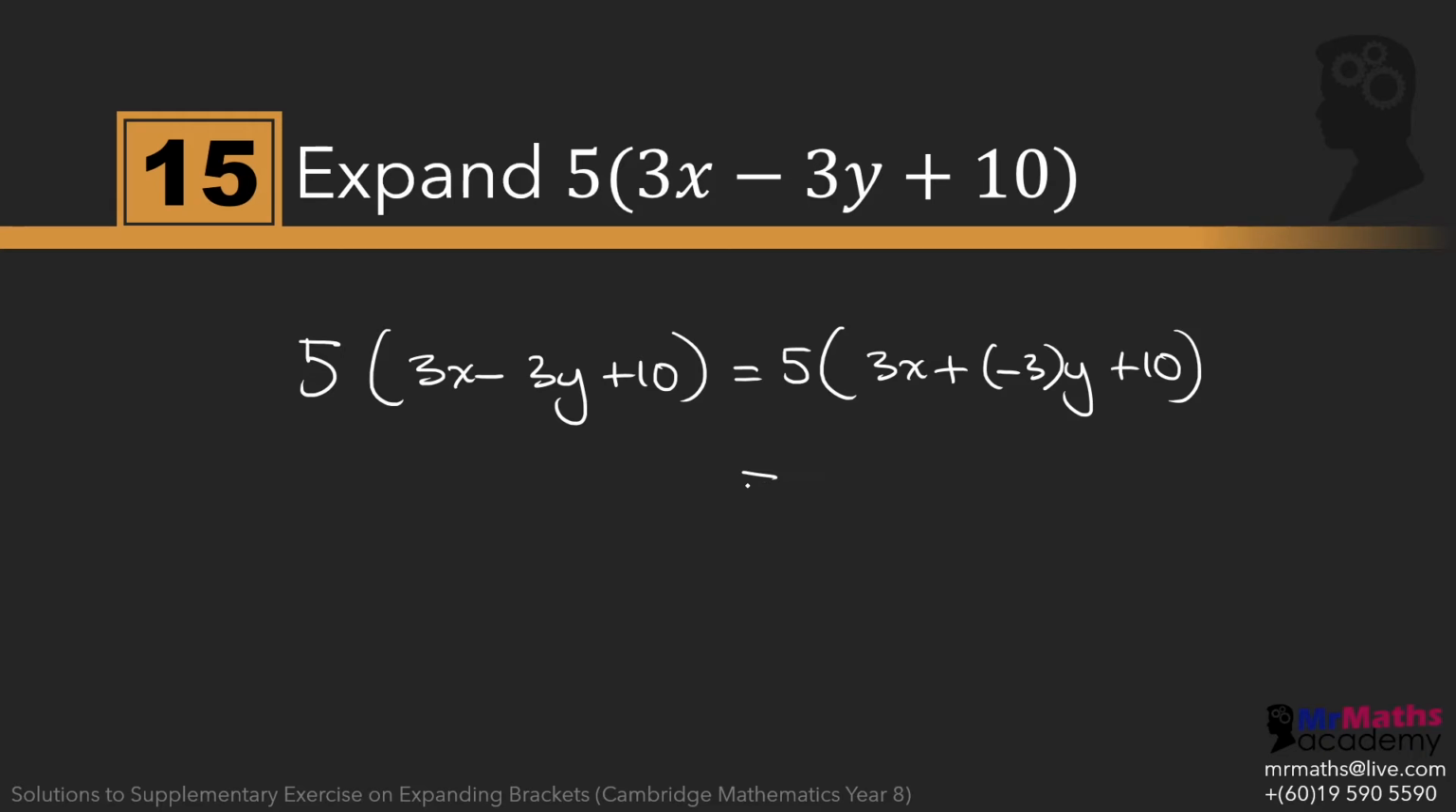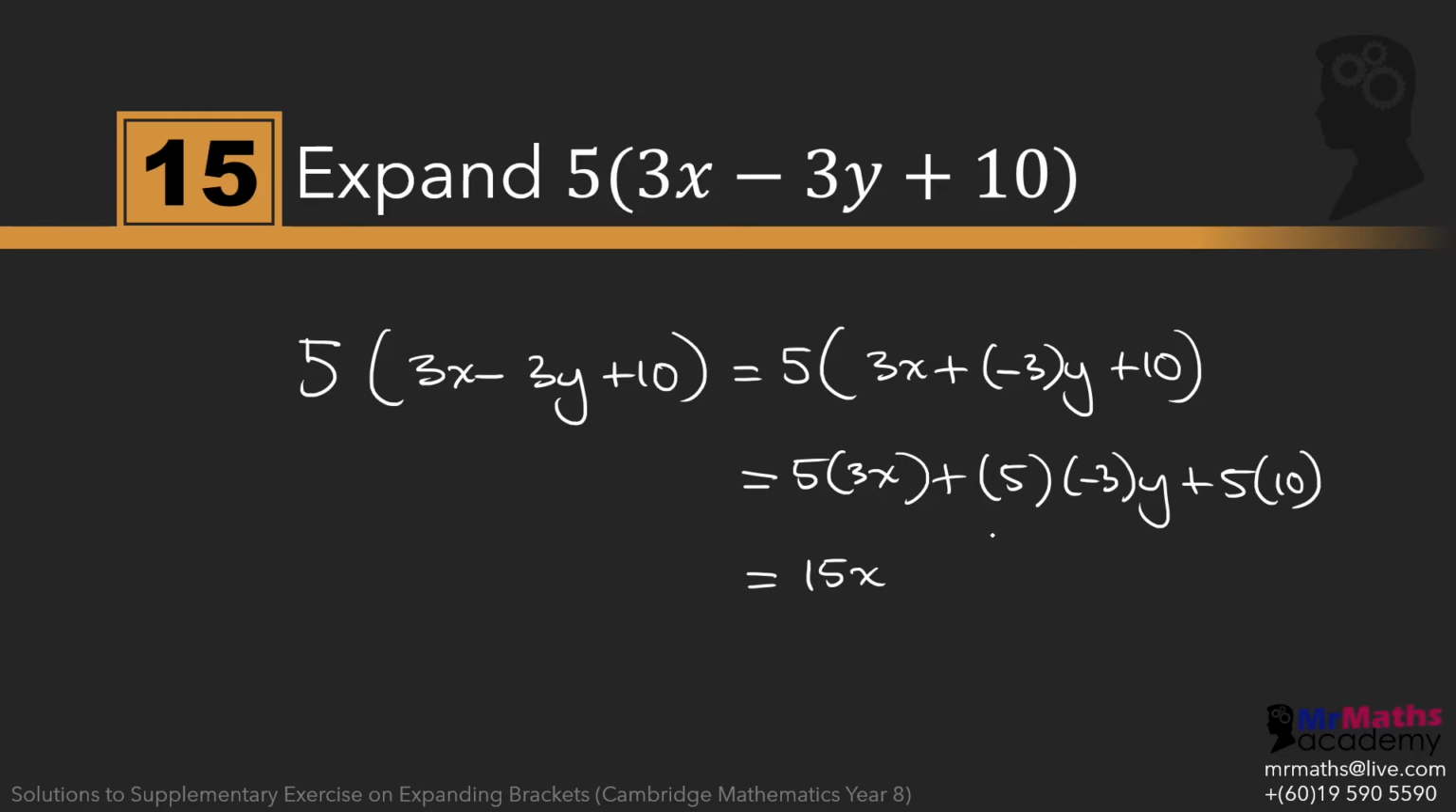Plus 10. So that is 5 times 3x plus 5 times minus 3y plus 5 times 10. So 5 times 3 is 15x and plus 5 times minus 3, that is minus 15y plus 5 times 10, which is 50. Now we have minus meeting plus, so that becomes minus. So 15x minus 15y plus 50.